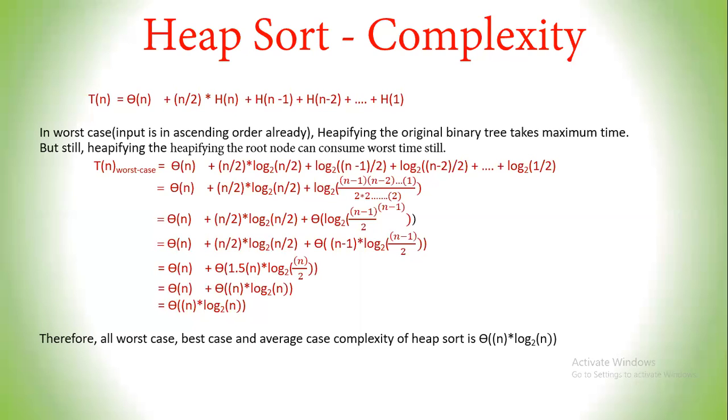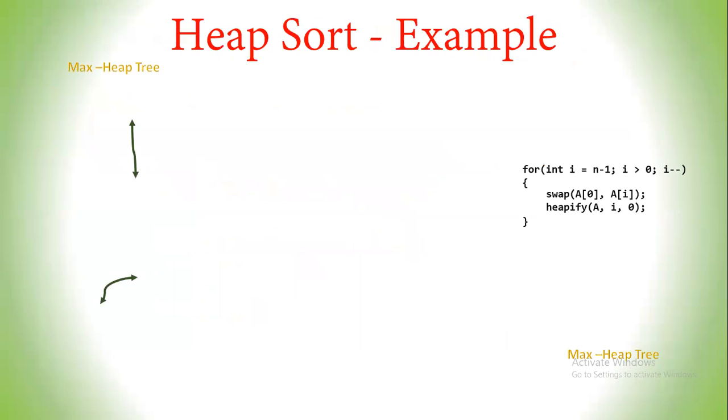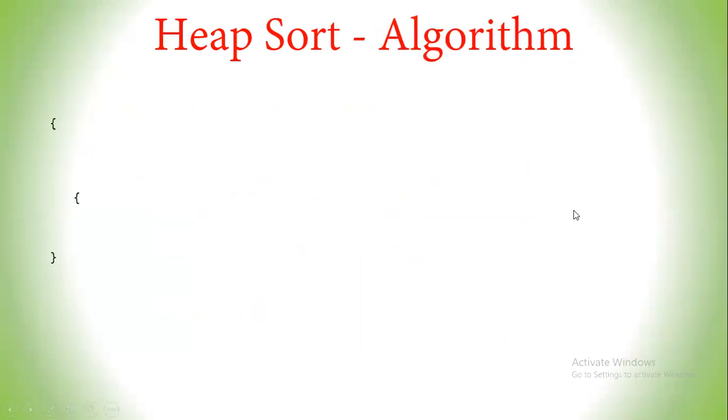What we remain to understand is this: I have already explained using an example how to heapify a given binary tree. Now we will see how the heap sort occurs after heapifying the original binary tree. That one we will discuss. So the first thing in heap sort.